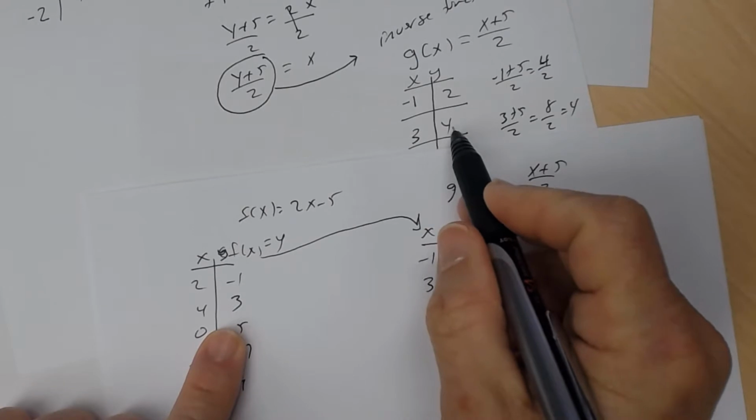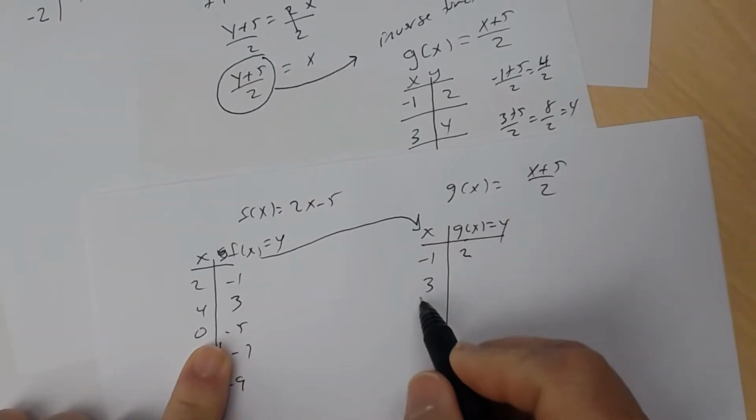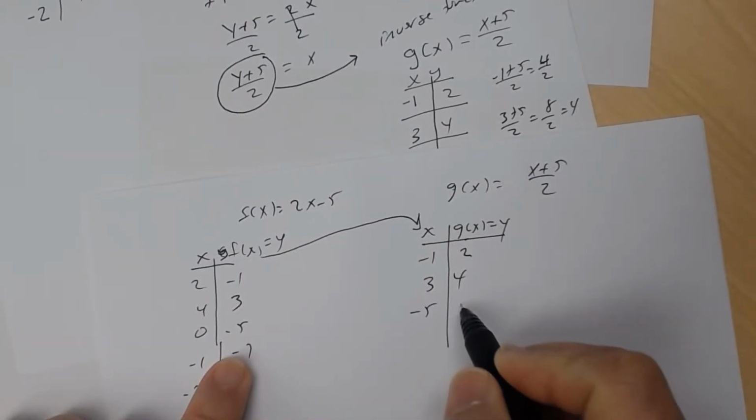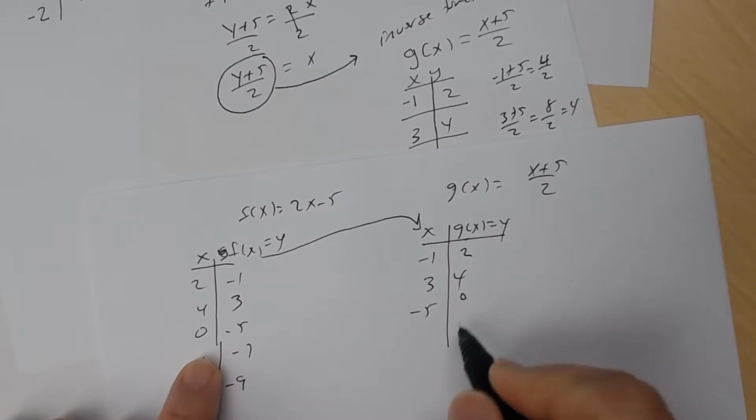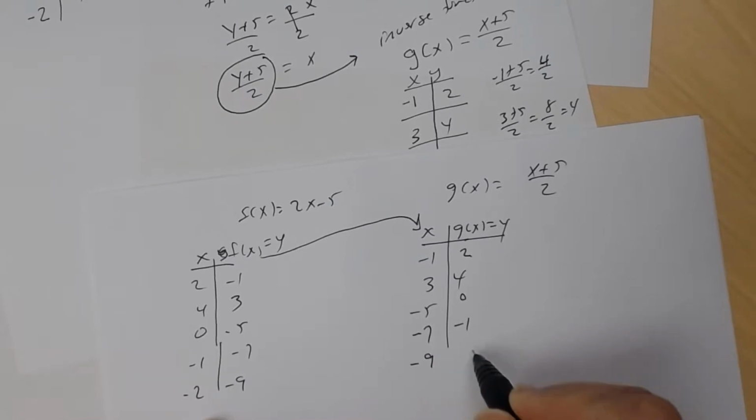3, right here, returned back to 4. And so on. So negative 5, in my inverse function, I got 0 back. When I substitute negative 7, I got negative 1 back. And when I substitute negative 9, I got negative 2 back.